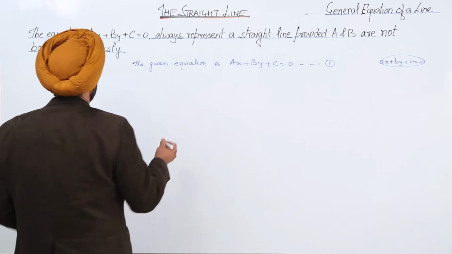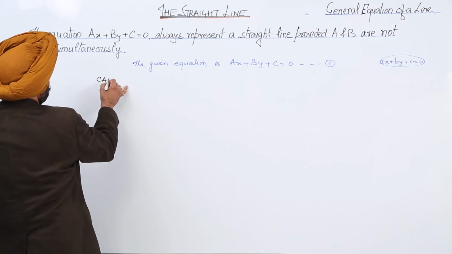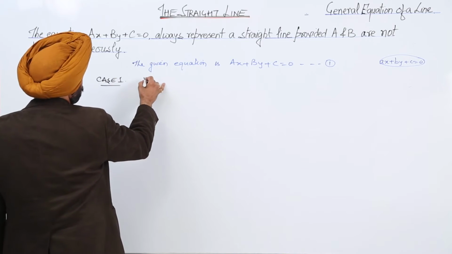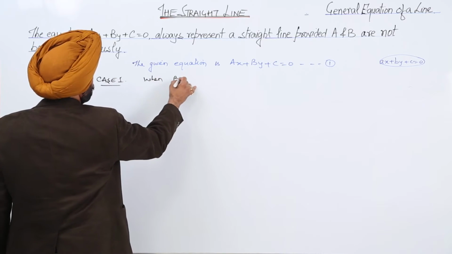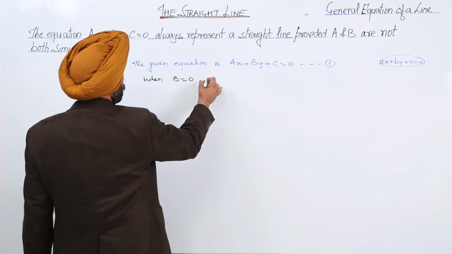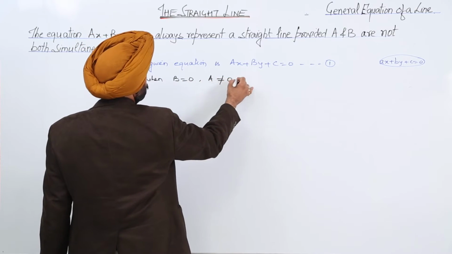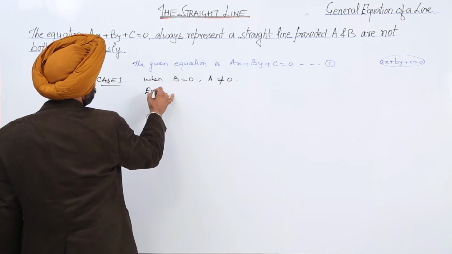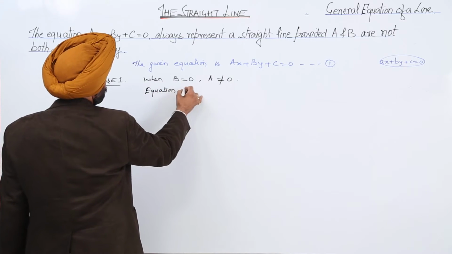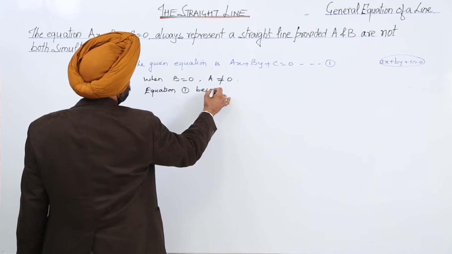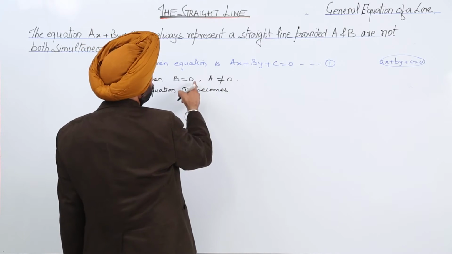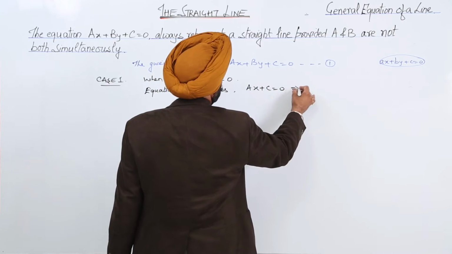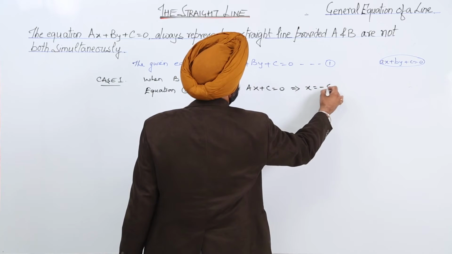Okay? Now we are having here two cases. Now case 1. In case 1 we are discussing when b is equal to 0 and a is not equal to 0. Now equation 1 becomes, when b is 0, ax plus c is equal to 0, which gives x is equal to negative of c upon a.